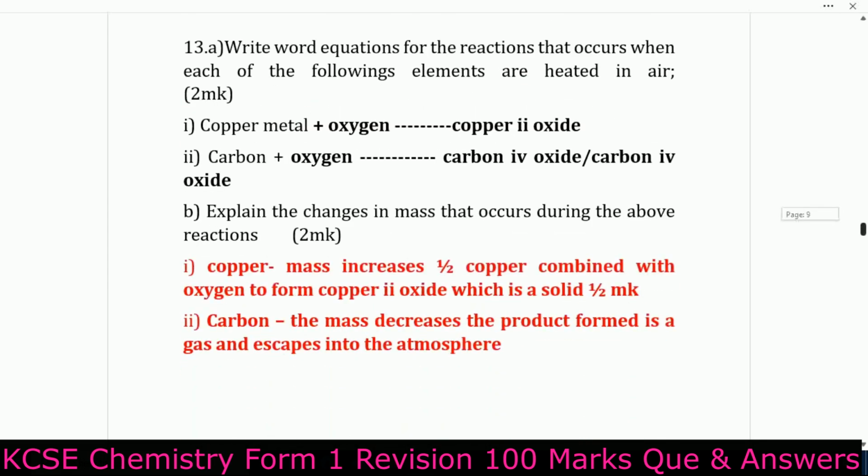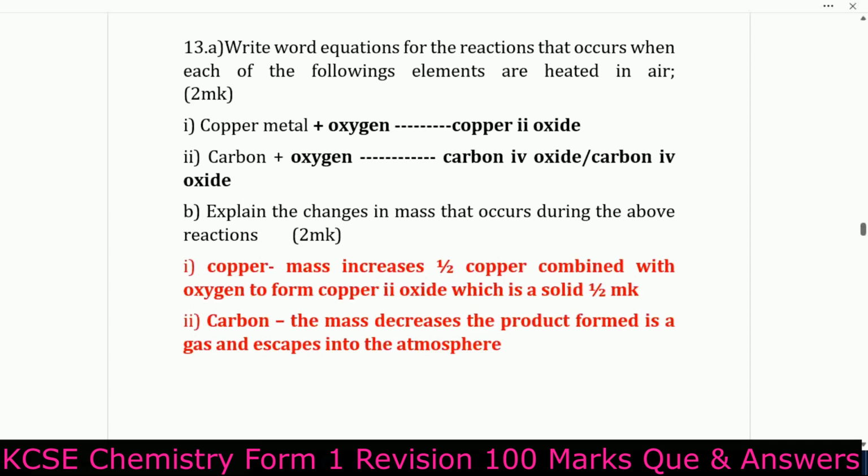Go to the next question, number 13. Write the equation for the reaction that occurs when each of the following elements are heated in air. Copper metal plus oxygen, you get copper 2 oxide. Carbon plus oxygen, you get carbon 4 oxide. You're told the next, explain the changes in mass that occur during the above reaction.